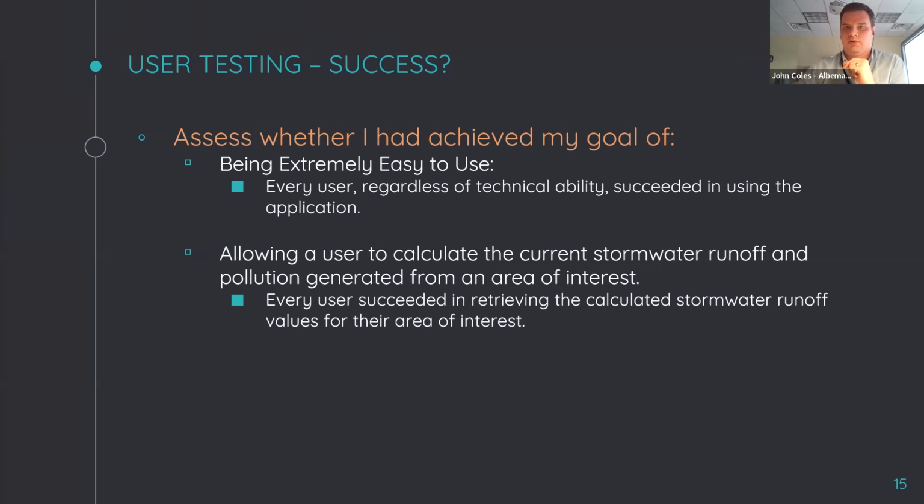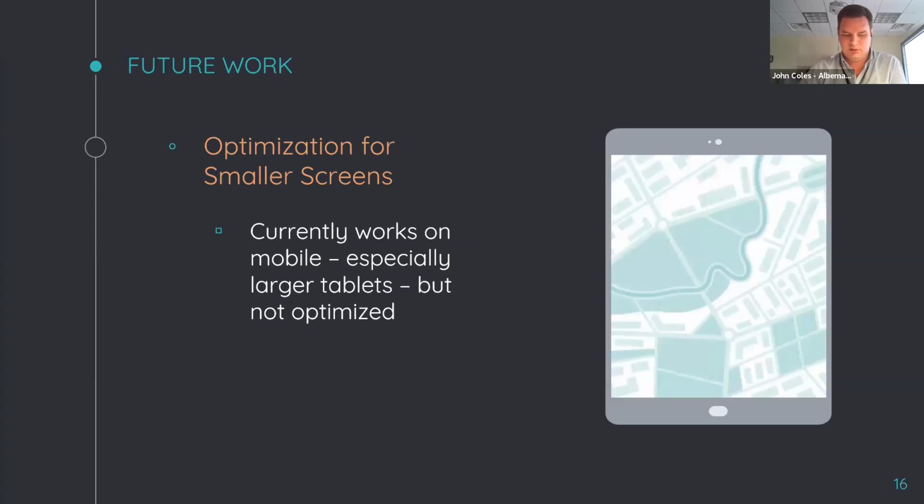And then moving on to areas of future work. I'm so pleased with how this application turned out, but there are some areas of future work which could improve the functionality, ease of use, quality of data, and overall value of the application. One of these areas of future work is optimization for mobile and small screens.